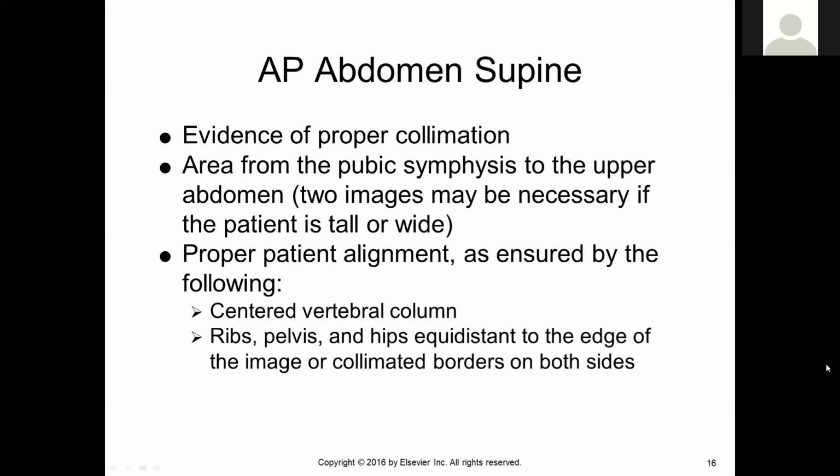For a supine abdomen, you should see evidence of proper collimation, meaning the boundaries of the cassette are visible. We should include anatomy from the pubic symphysis to the upper abdomen. So if your image has clipped off part of the large intestine, you need a second picture. You may need two images if the patient is tall or wide. Proper patient alignment, so the vertebral column should be centered. Ribs, pelvis, and hips should be equal on both sides. That indicates that your patient is not rotated.